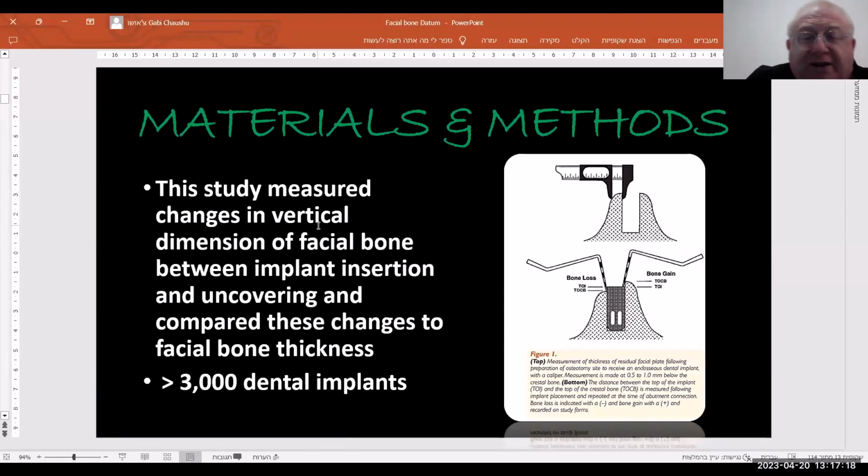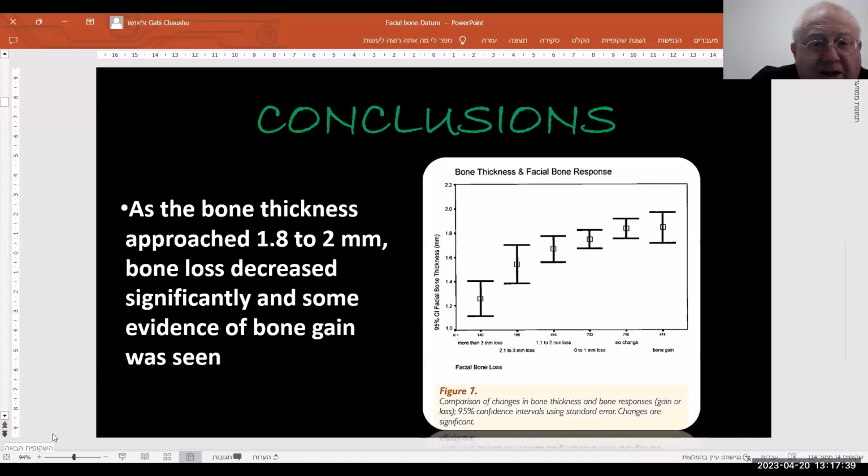They tried to find the correlation between the facial bone thickness and vertical bone loss for a long time. So they measured the facial bone height as a function of facial bone thickness between implant placement and implant uncovering. And what they found in this study was that actually we have a curve that gets to a plateau at the values of 1.8 to 2 millimeters.